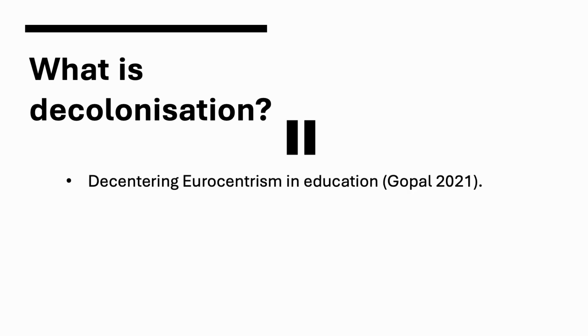Decolonisation involves the decentering of Eurocentrism in education. So this means taking the emphasis and importance of things that signify whiteness and instead valuing diverse cultural practices to provide a more inclusive space for students of colour.